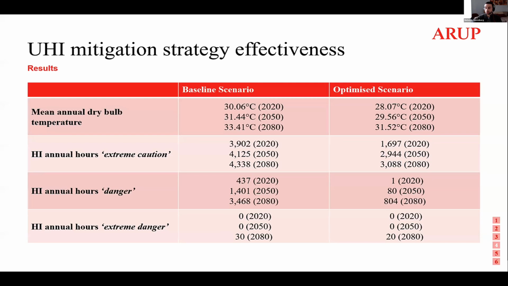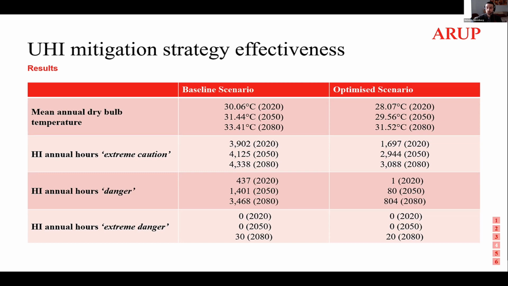So to conclude with the results and some of the impacts, this table just shows the baseline on the left versus the optimized neighborhood-scale impacts on the right. We see in the first row annualized dry bulb temperatures, and then the total annual hours of extreme caution, danger or extreme danger heat-index-correlated stressors.